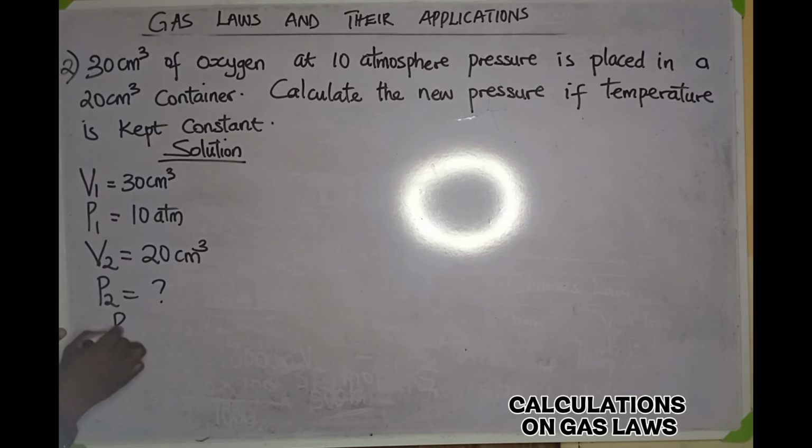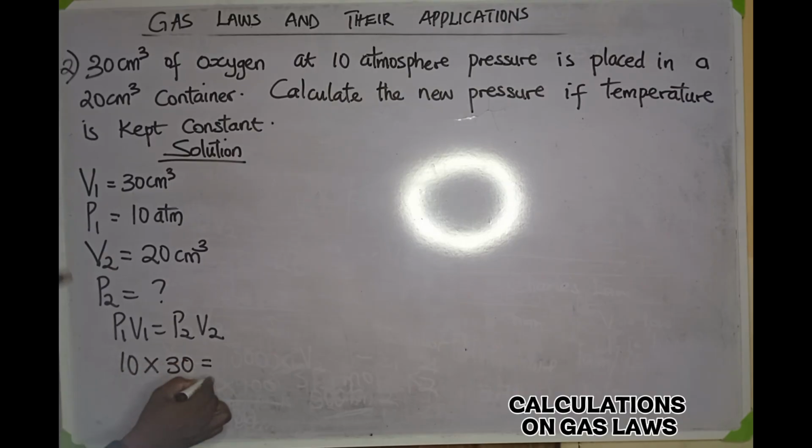We still use our formula P1 V1 equals P2 V2. P1 is 10, V1 is 30, P2 is unknown, V2 is 20. So P2 is equal to 10 times 30 all over 20. Press your calculator.